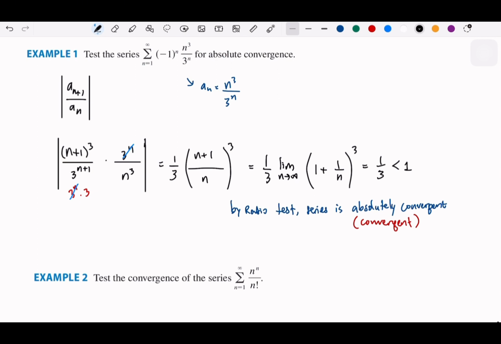Okay. So if you see something like this series, then we need to check the ratio test. And you will see that we can work with the factorials as well.